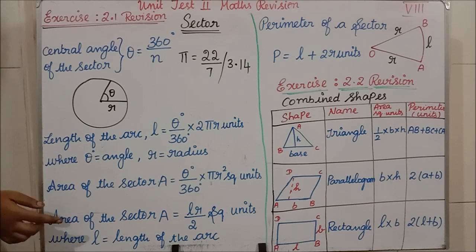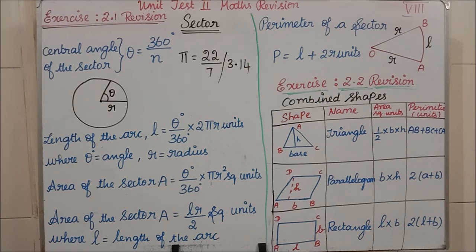So what you have to do? You have to use the second formula: area of the sector equal to LR by 2 square units. That formula you have to apply. Clear, students, all of you? Next we will see about the perimeter of a sector.